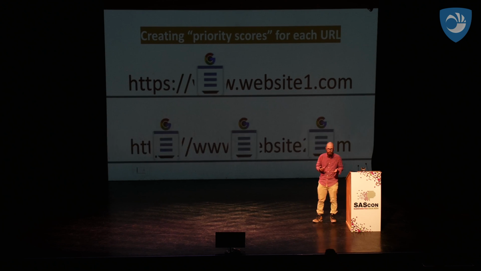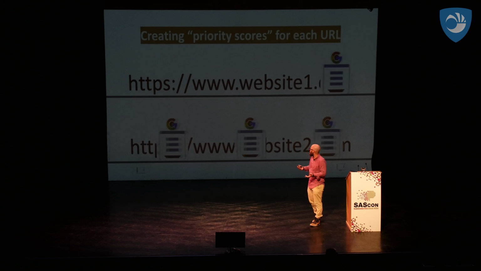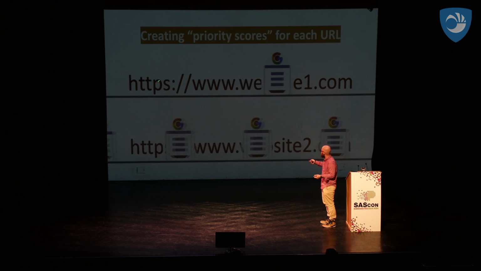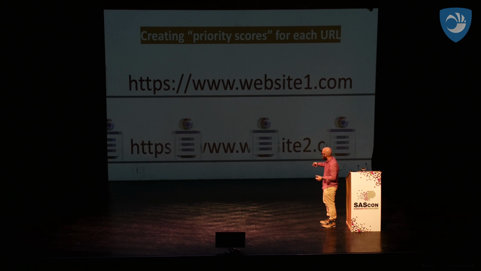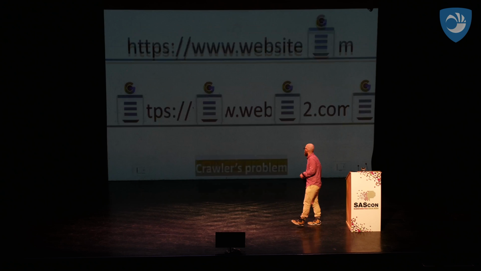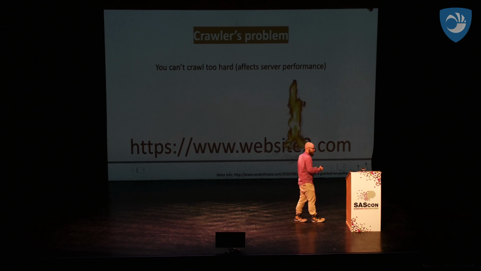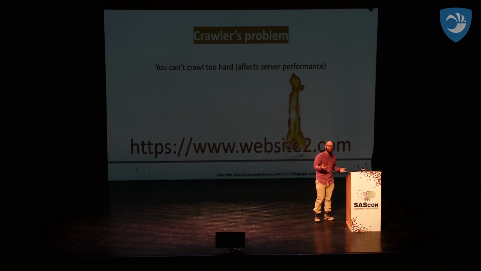And the solution from Google was to create priority scores for some of the URLs. Some of the URLs are going to be crawled like 20 times per day, and some of them are going to be crawled just once per month. But that created one more problem. If you crawl too hard, you can affect server performance, so the website can crash in a way.